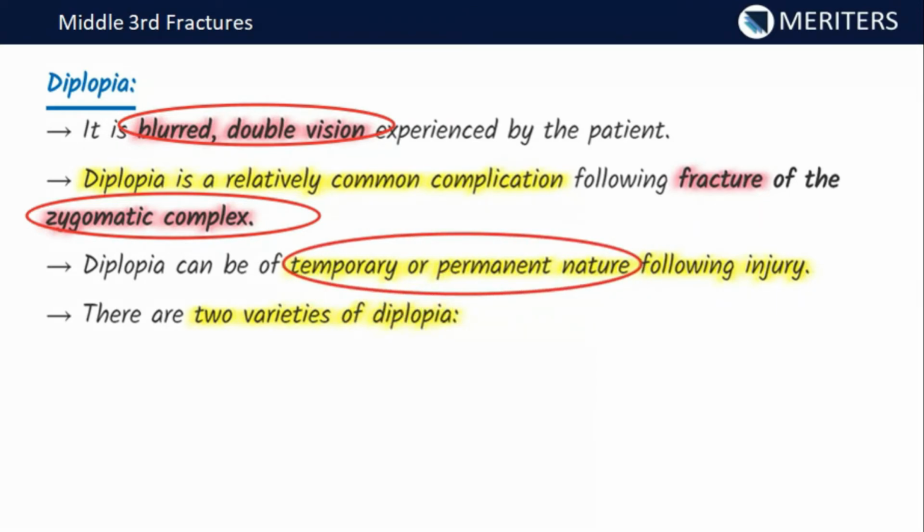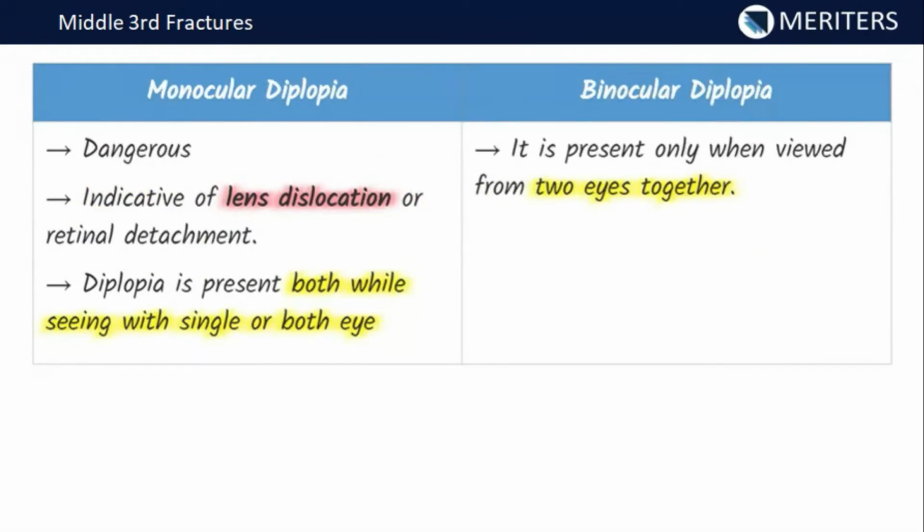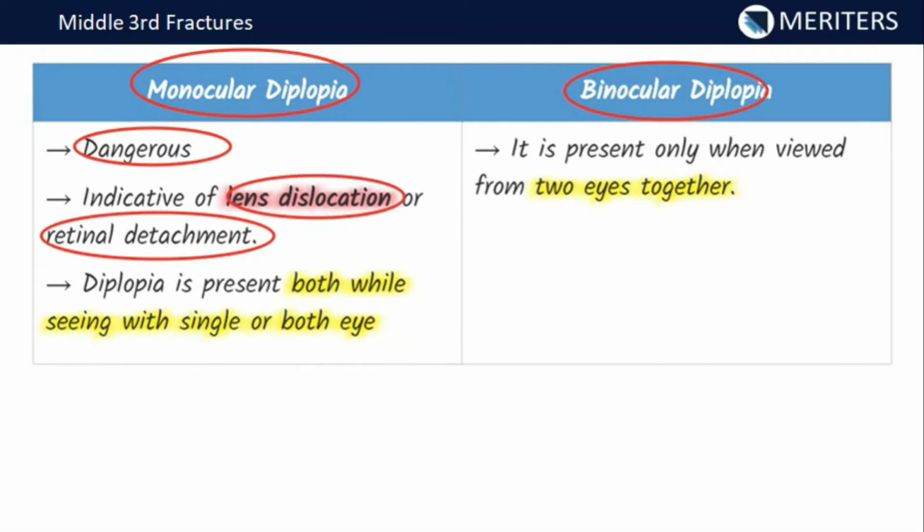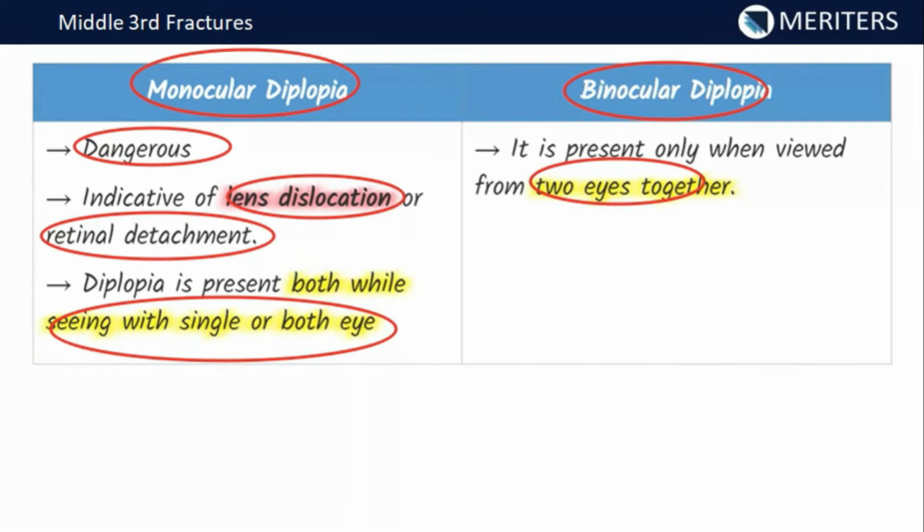There are two varieties of diplopia: monocular diplopia and binocular diplopia. Monocular diplopia means that even with a single eye the patient will have diplopia. It is a dangerous kind of diplopia, and it indicates that lens dislocation or retinal detachment has occurred. This diplopia is present both while seeing with a single eye or with both eyes. The binocular diplopia is present only when viewed with both eyes together.